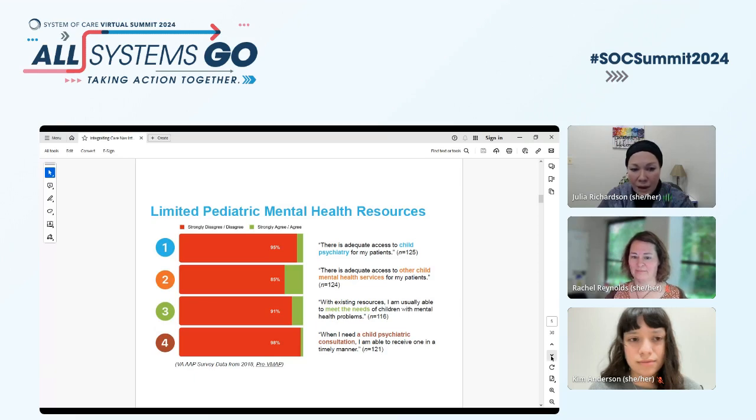95% said that they do not have adequate access to child psychiatry for their patients. 85% said that they do not have adequate access to other child mental health services for their patients. And 91% said that they could not meet the needs of children's mental health problems in their practice with the existing resources. And 98% said that when they need a consultation with a psychiatric provider, they could not get one to talk about one of their pediatric patients and help them care for them in the best way that they can.